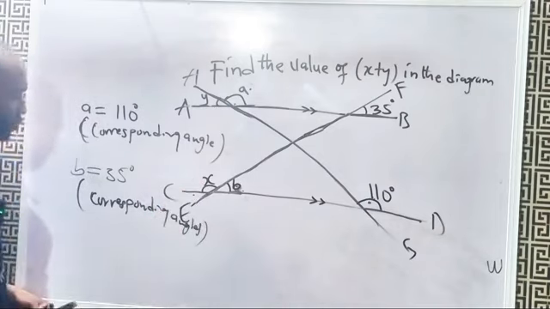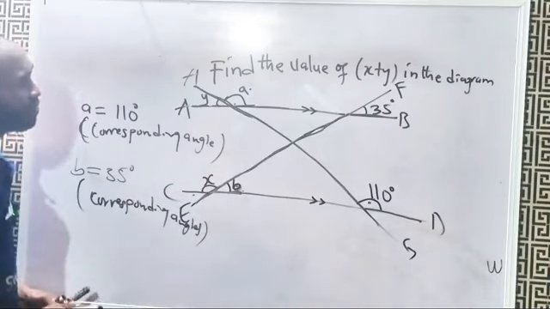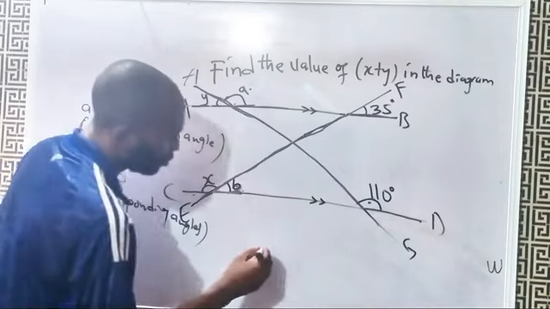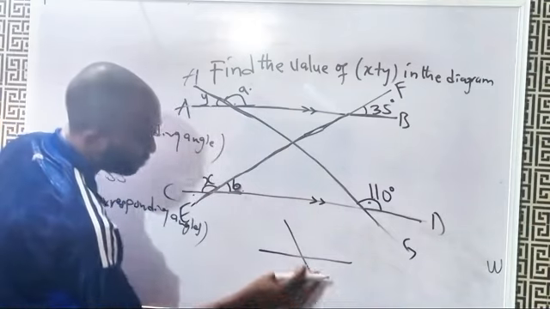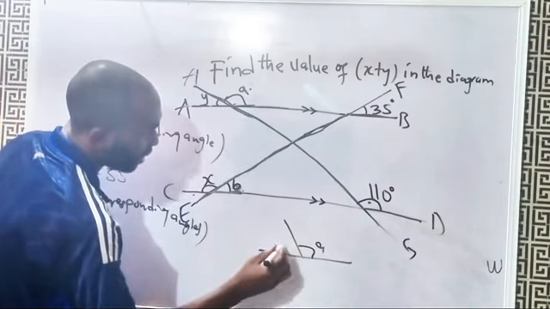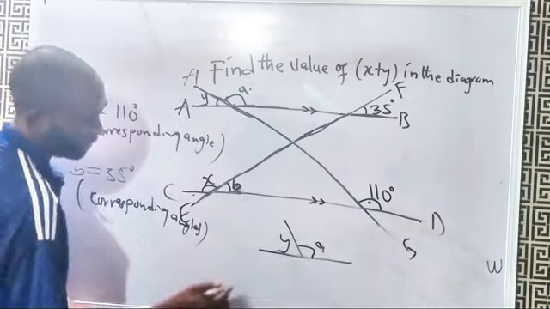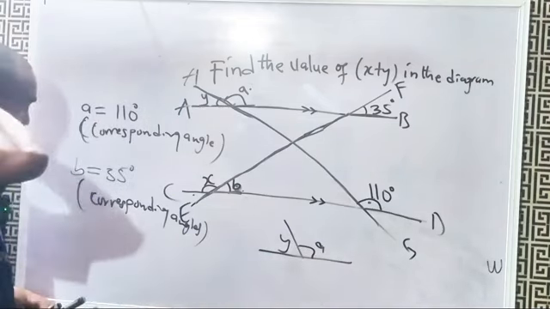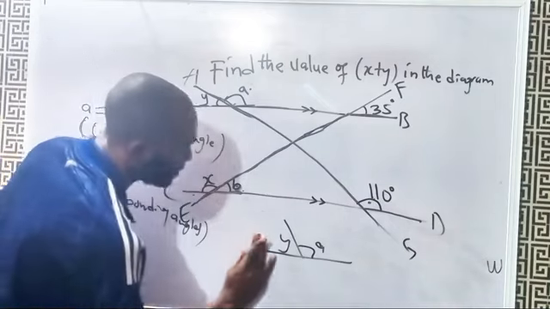Okay, so now we know that B is 35 and A is 110. To get the value of x, but let's first get the value of y. How are you going to do that? If you look at it critically, there is something like this drawn. Here is A, and here is y. But we know that A is 110. So to get y, use the theory that the sum of angles on a straight line is 180 degrees.